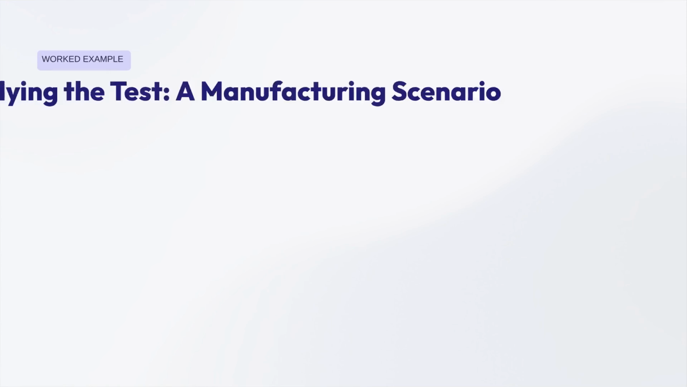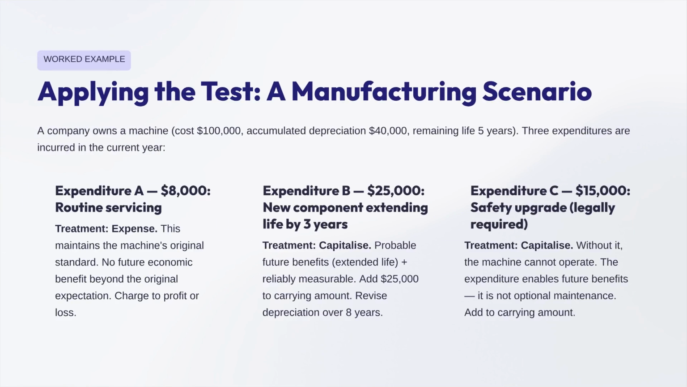Let's apply the test to a manufacturing scenario. A company owns a machine that cost $100,000 with accumulated depreciation of $40,000 and a remaining life of 5 years. During the year, 3 separate expenditures come in. So let's treat each one in turn. Expenditure A, $8,000 of routine servicing. The treatment here is to expense it. Why? Because it only maintains the machine's original standard. There's no future economic benefit beyond what we already expected, so it goes straight to profit or loss.